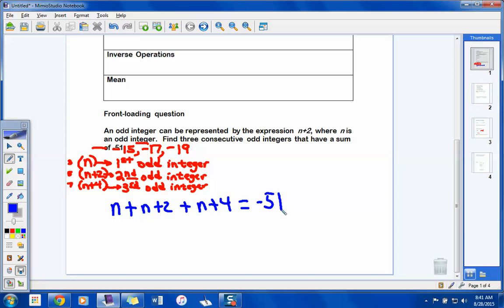All right, well, how many n's are here to combine, kids? So you've got 3n plus 6 equals negative 51, right? This is just a 2-stepper after that, isn't it? So what are you going to do here? The n's negative 57. Okay, what's your negative 57 divided by 3 now?